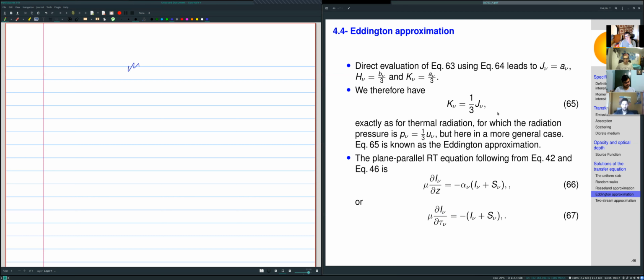The point here is that we will use this relationship to write an equation for the mean specific intensity. The only equation we have at the moment is the equation of radiative transfer, which can be cast into this form, equation 67, and for plane parallel geometry.